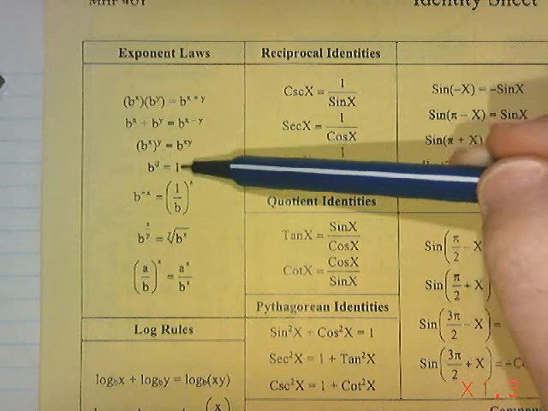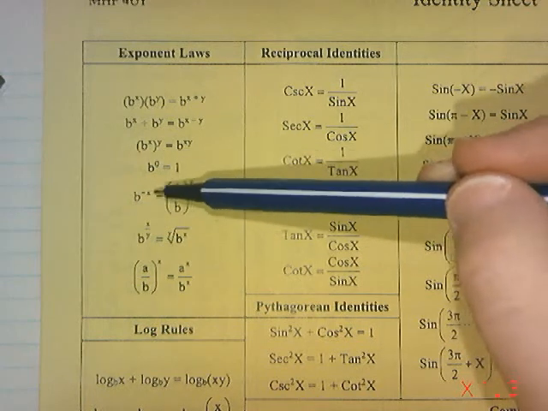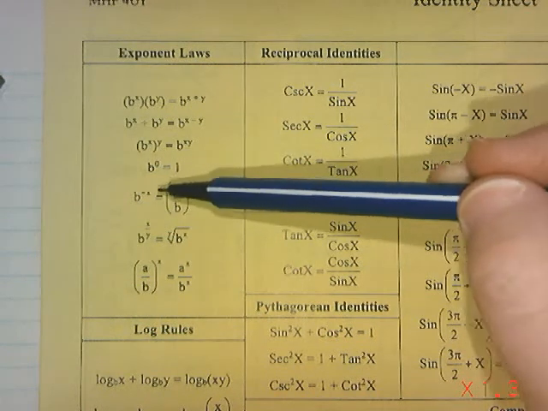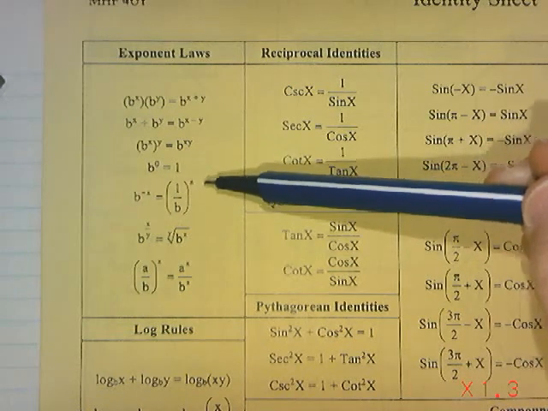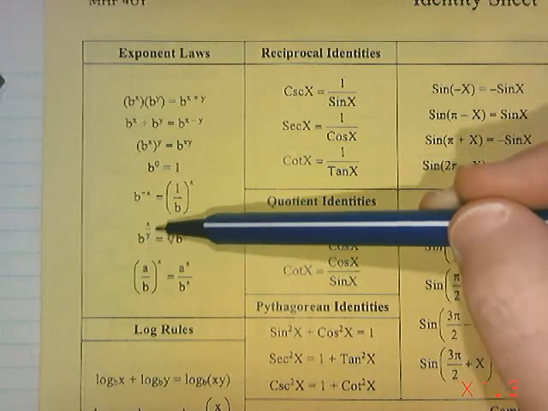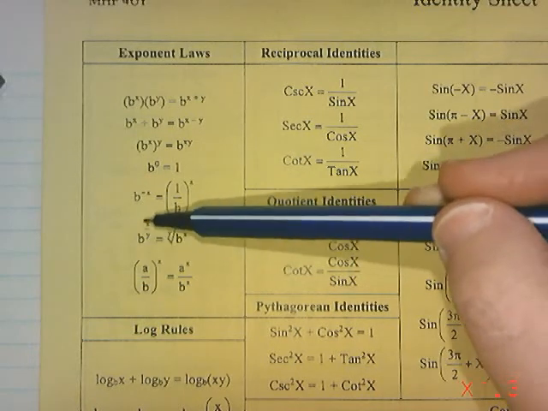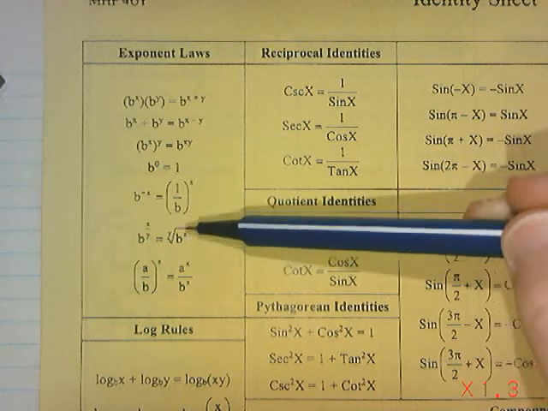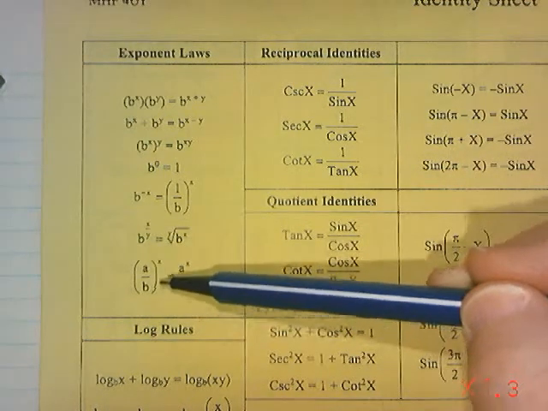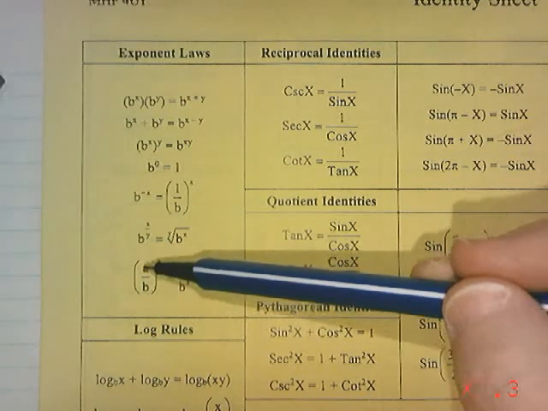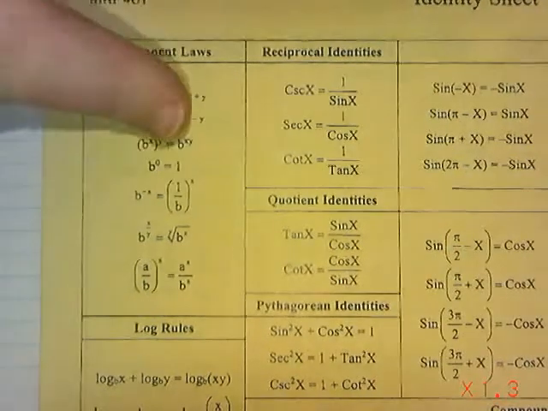Anything to the power of 0 equals 1. A negative exponent makes a fraction. It takes our base, flips it over, and then makes the exponent positive. A rational exponent makes a root. The part on the numerator stays a regular exponent, but the part in the denominator becomes a root. And if you have a fraction to a power, that power applies to both the numerator and the denominator.